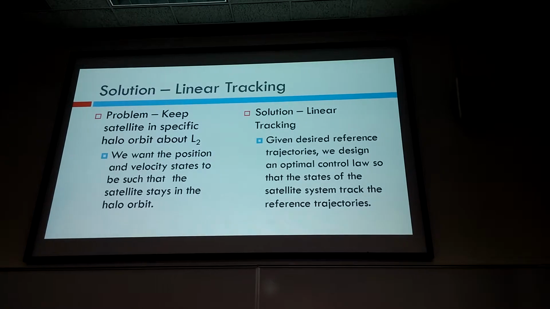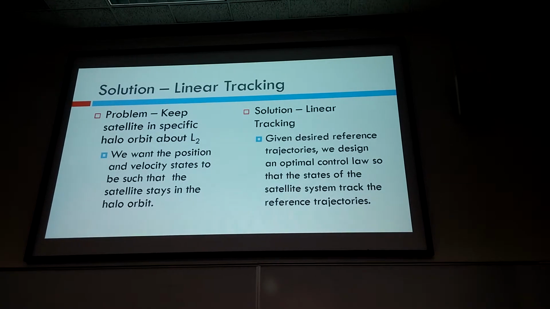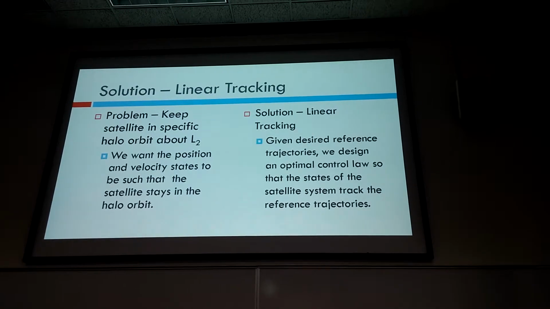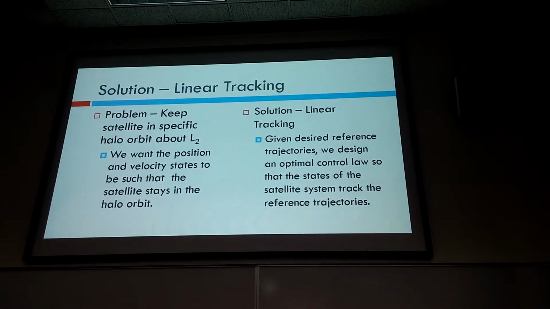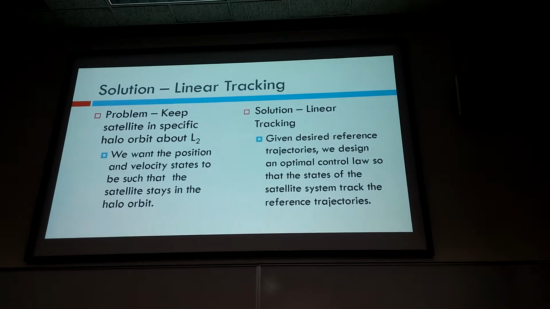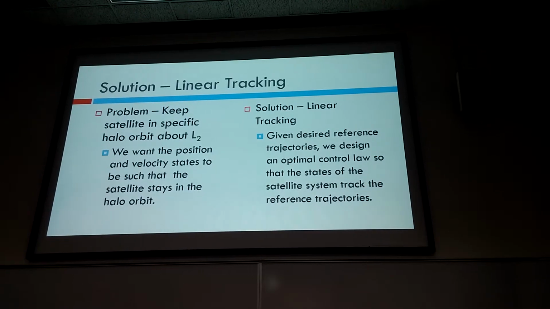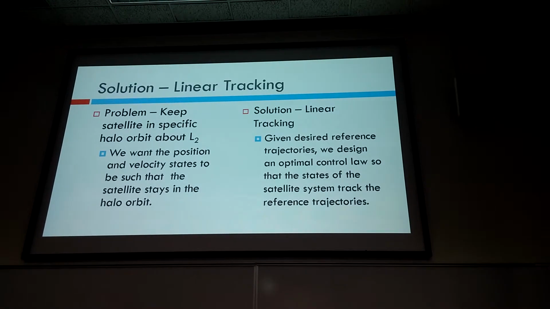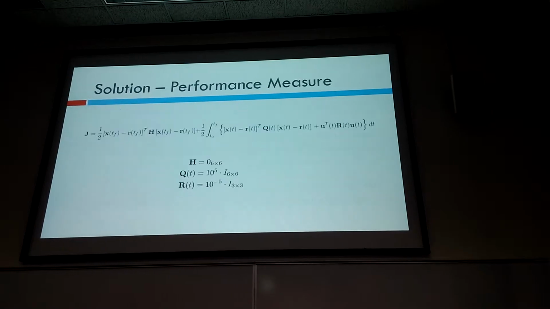So the main problem that we're dealing with is we have a satellite in a halo orbit, and we want to keep it in that halo orbit. That means that we want the position and velocity states of that satellite to match a halo orbit trajectory. So the solution to this problem, of course, is just to use linear tracking. Linear tracking allows you to keep states in a system and make them track desired reference trajectories, which is exactly what we want to do.